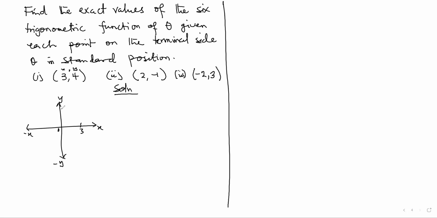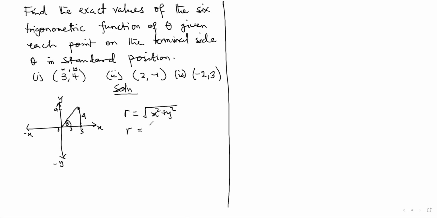If this is 3 on my x, 4 on my y, it falls in this quadrant. We are interested in the angle it makes with the positive x-axis, so my theta will be here. The length from here to here is 4, which is for the y, and from here to here is 3, which is for the x. Now, our duty is to find the hypotenuse, which is also known as the radius. So the radius is the square root of x squared plus y squared, which is the same as hypotenuse squared equals adjacent squared plus opposite squared. Then you make the hypotenuse the subject.